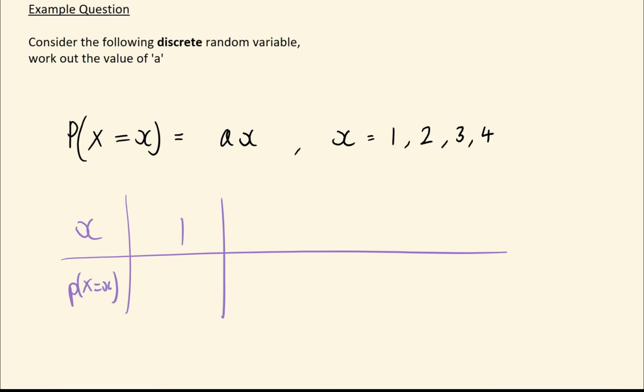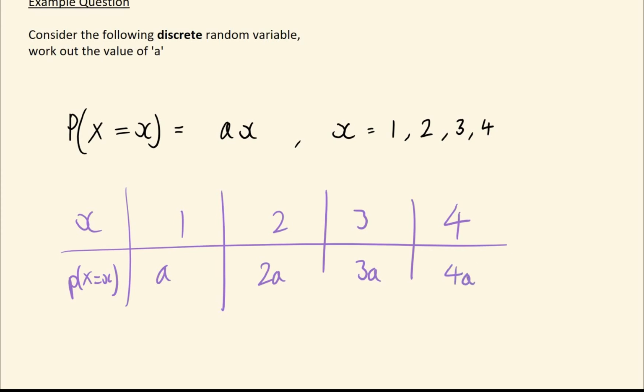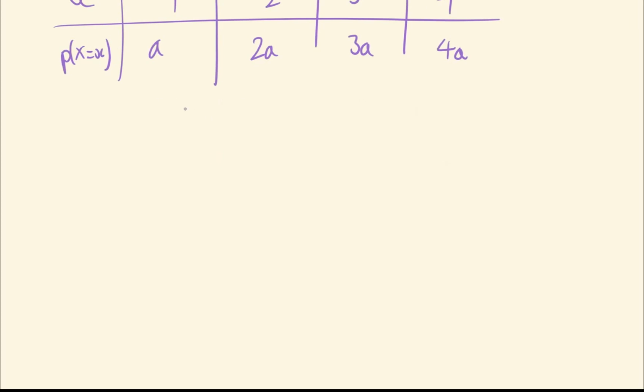So again, I've got 4 options. X can be 1, 2, 3 or 4. The probability of getting a 1 is going to be A times 1, or just A. The probability of getting a 2 is going to be A times 2, or 2A. And then we're going to have 3A and 4A. Here we want to work out the value of A, and we use the exact same fact. There's only 4 possible options, so if you add all these together, it must equal 1, and that's enough for you to be able to work out what A is going to be.